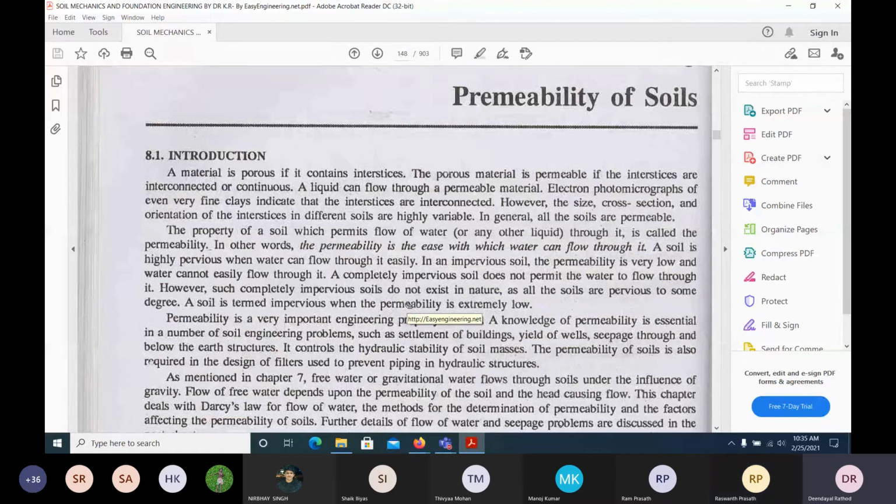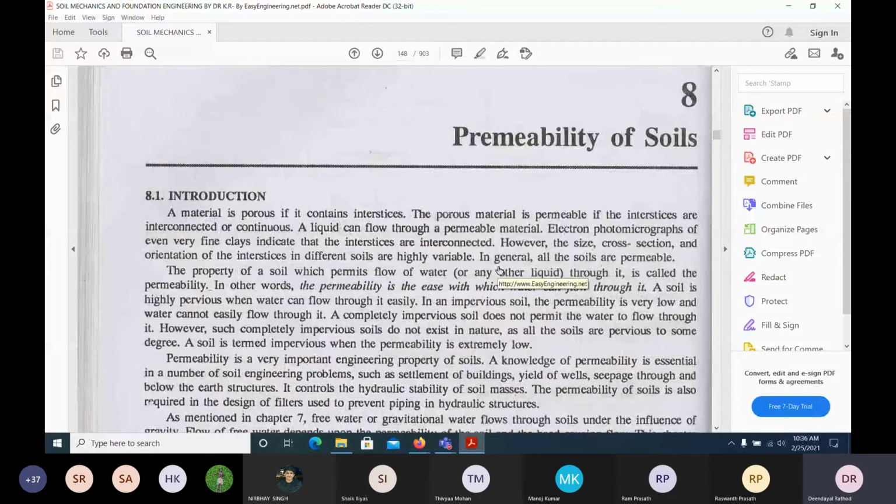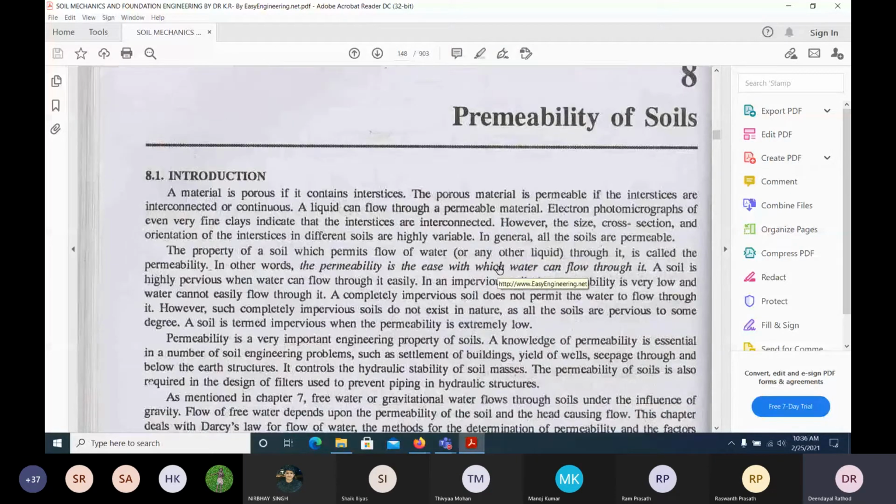So last class we have seen something about capillarity rise and surface tension and so on. There was one more topic also, suction, but it may not be important at undergraduate level. If you are interested, you can go through it. Suction is because of that capillarity only. Today we'll focus on the next chapter. The seventh chapter was very small, and we'll focus on permeability.